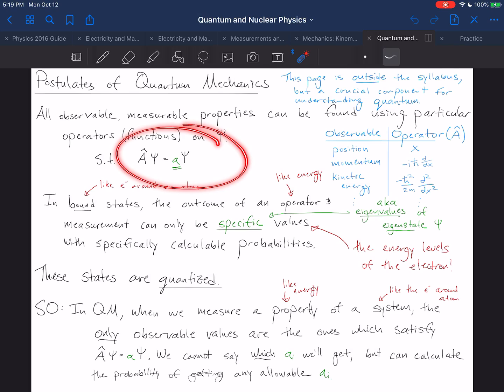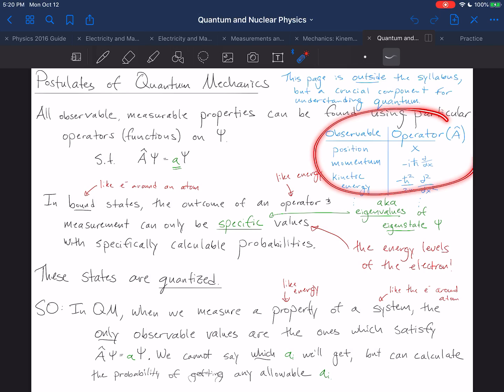What this means is that when we use that operator, we can determine what the outcome will be. So for example, in bound states, like an electron around an atom, the outcome of an operator, like the measurement of kinetic energy, can only be specific values with specifically calculable probabilities. The specific values are the solutions to this eigenfunction equation, or this eigenequation, this thing right here. The values that the kinetic energy can be are the values that this equation satisfies for the various operators.